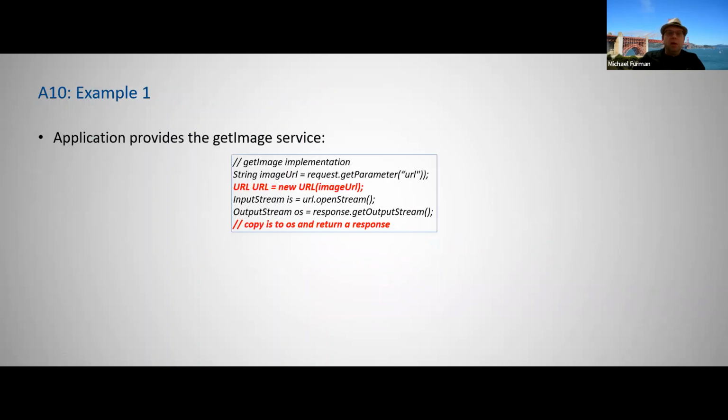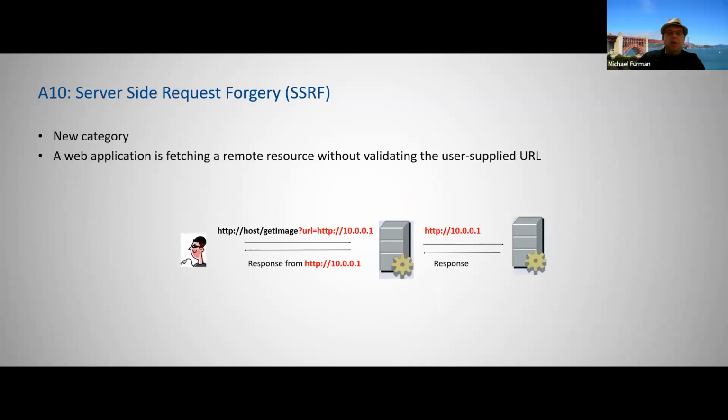This is an example in Java code. So just like the implementation of the service, get image implementation. The image URL just takes a parameter, and without any validation, creates this URL. What happens next? You just take this image and return a response. And if you go back to the attacker example, the attacker provides the URL, and what happens? He will be able to attack the server.